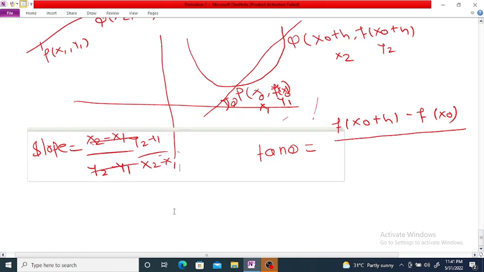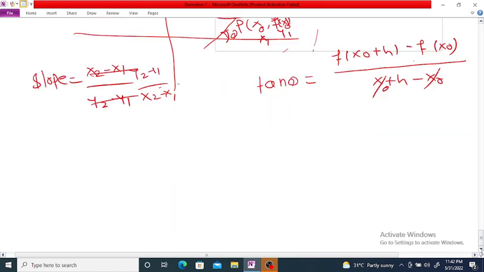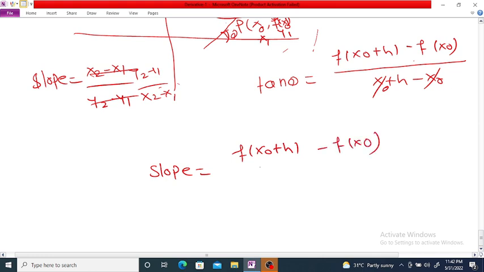So what is the slope here? f of x0 plus h minus f of x0, divided by x0 plus h minus x0. So this x0 gets cancelled here. So tan theta is equal to the slope, which is f of x0 plus h minus f of x0 divided by h.